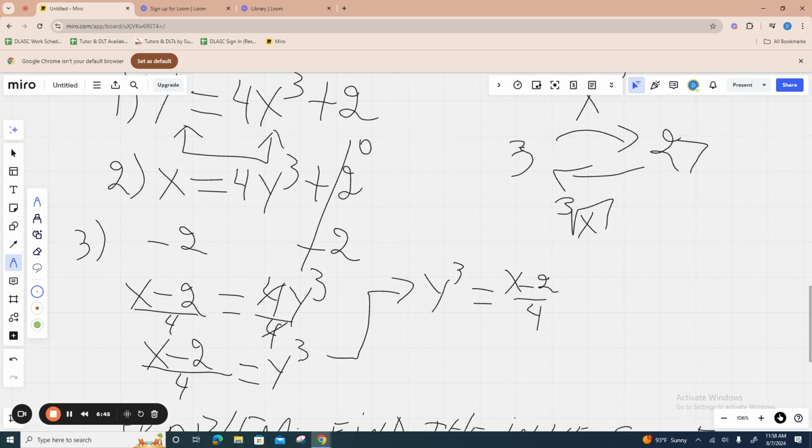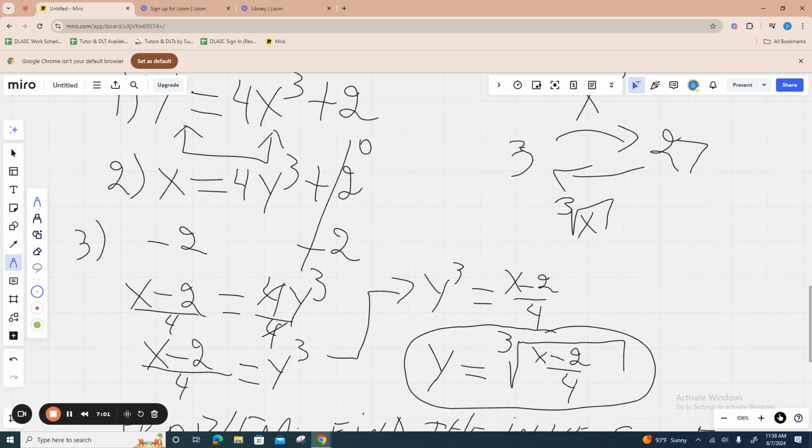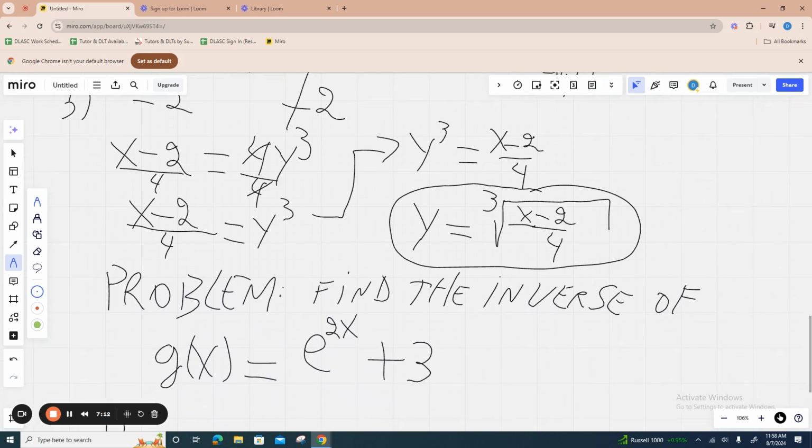Now I have to do the cubic root to get rid of the cube. So y is, in this case, with this function, the cubic root of all of this, x minus 2 over 4. This is my final answer here. Again, that might seem a little bit advanced if you're just learning this, but this is where you're heading. This is where you want to go. So take your time and digest this video with that problem.